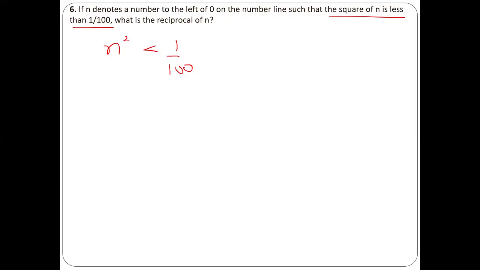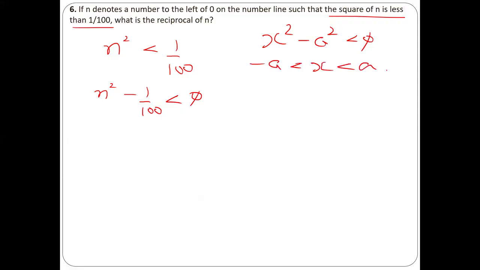Correct. So how do you solve this, by the way? Does it remind you of something? Remember, we discussed x square minus a square is lesser than 0. And what was the solution of this? Minus a is lesser than x is lesser than a. Do you remember that? Similarly, this would be n square minus 1 by 10 whole square is lesser than 0. So what will be the solution of this? Minus 1 by 10 less than x less than 1 by 10.